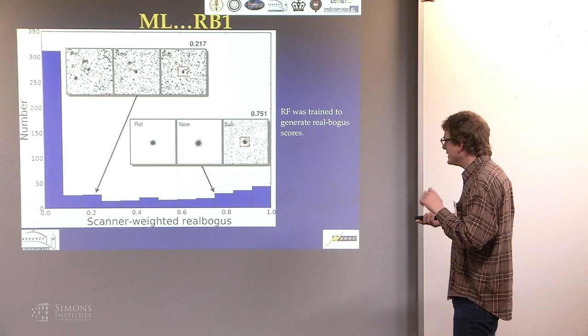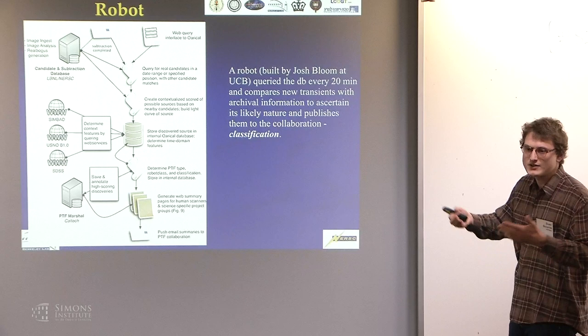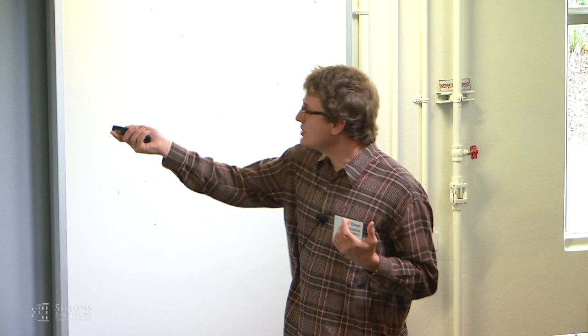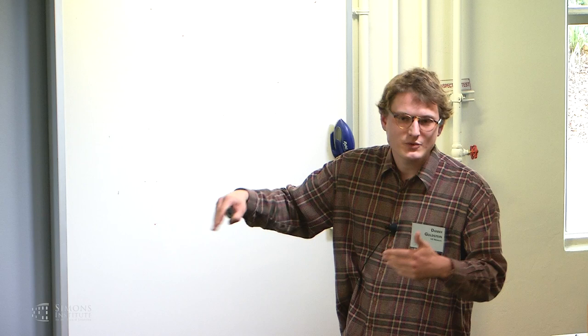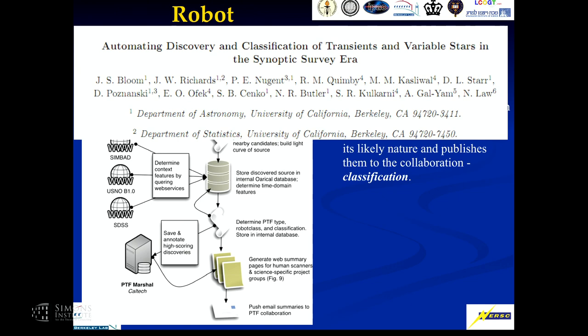And so this was tried out. And it was actually used in the broader context of this classification robot, also developed by Josh, which would query this database of transients every 20 minutes and compare new transients with archival information, to basically look at the entire light curve, look at all of the detections of a given object that had been made, and try to classify it at the next level instead of just being real or bogus, to actually say something about what its nature was. Is this a supernova? Is this a tidal disruption event? Is this a variable star, et cetera? And you can read all about this in what's now a classic paper. I think it's just got 100 citations, automating discovery and classification of transients and variable stars in the synoptic survey era.